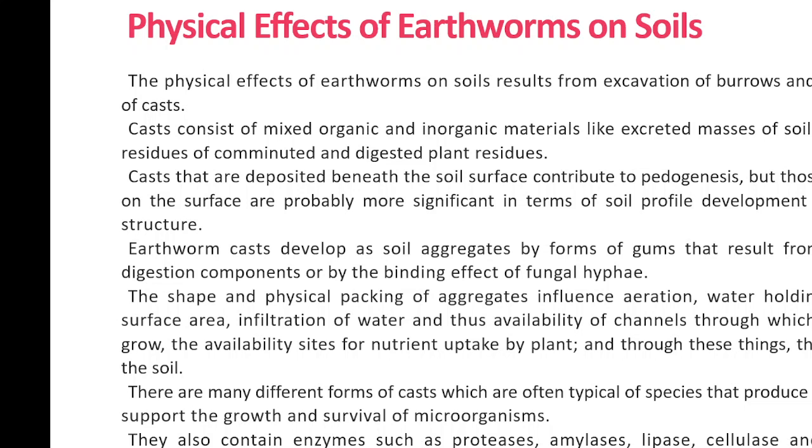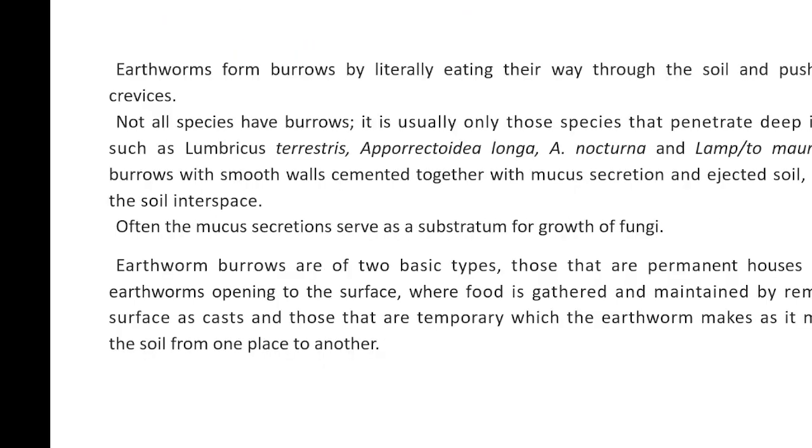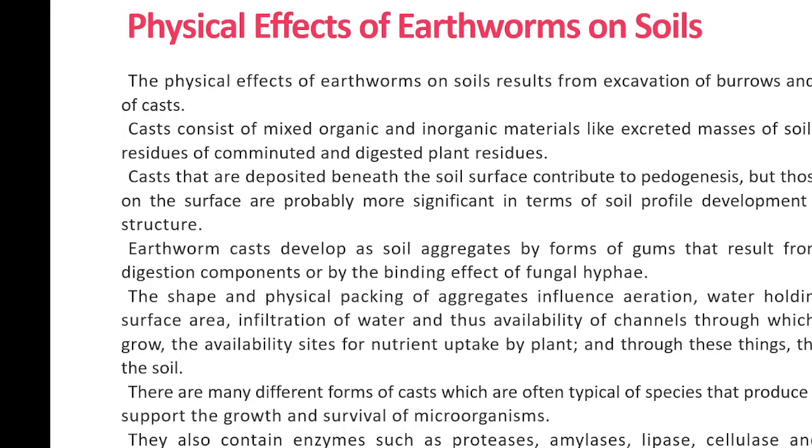Now, there are two kinds of effects earthworms produce on the soil. One is the physical effect, and the second is the chemical effect. The chemical effect is mostly because of the production of some biochemicals, whereas the physical effect is mainly due to the mode of living, because earthworm is a burrowing organism. When it is burrowing in the soil, digging the soil, eating the soil, it changes the nature of the soil. That process comes under the physical effects of the earthworm.